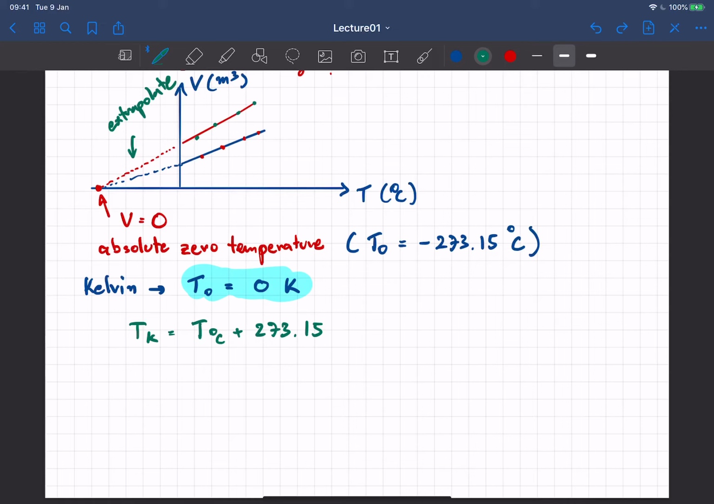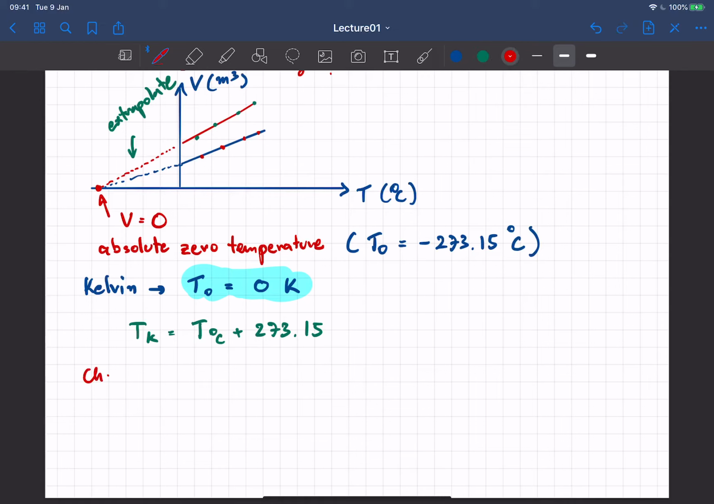And 273 is just the shift in the temperature scale, like where you call 0. For Kelvin, 0 is really 0, the absolute 0. For degrees Celsius, it's when water freezes. But sometimes we're going to talk about the change in the temperature.